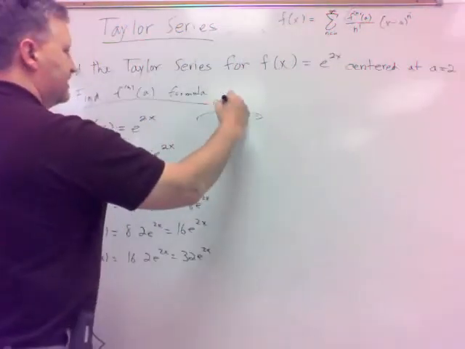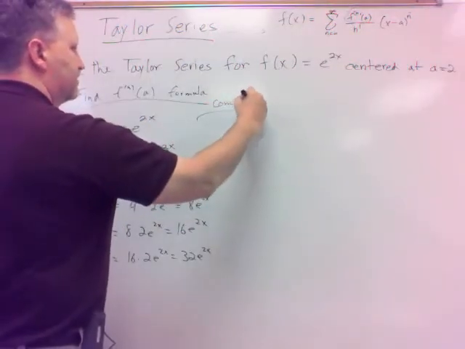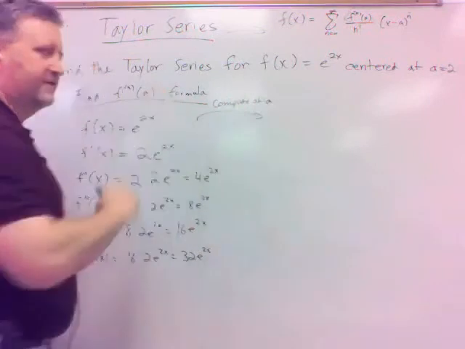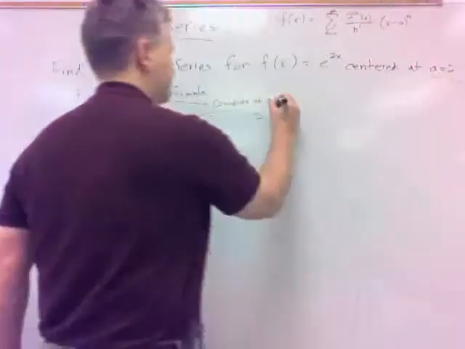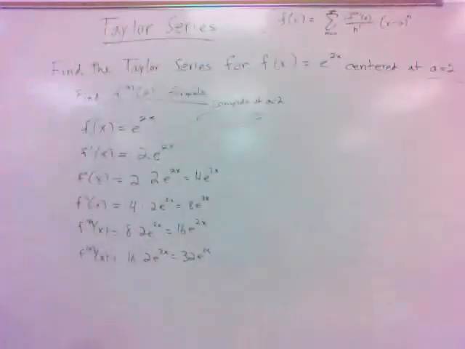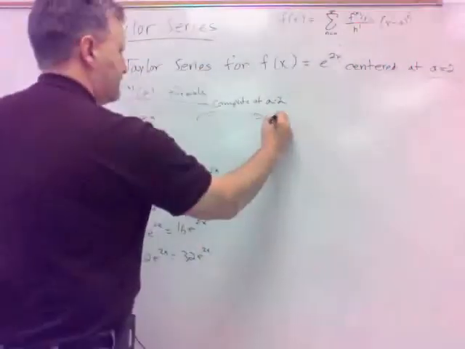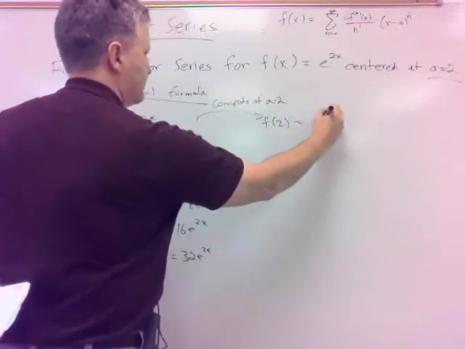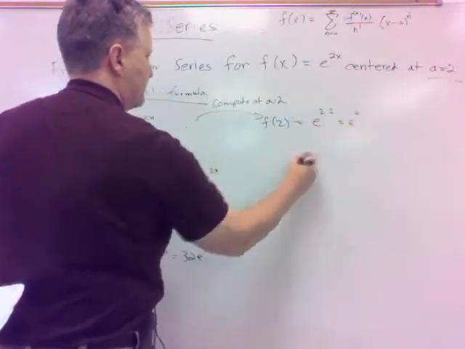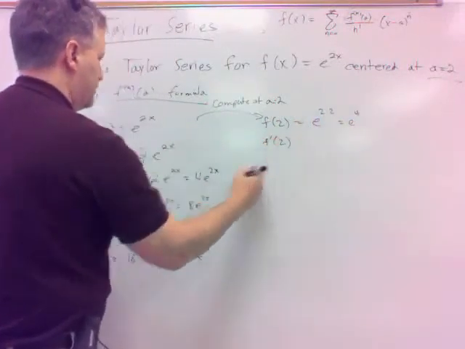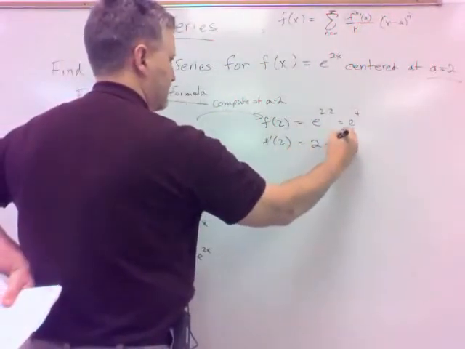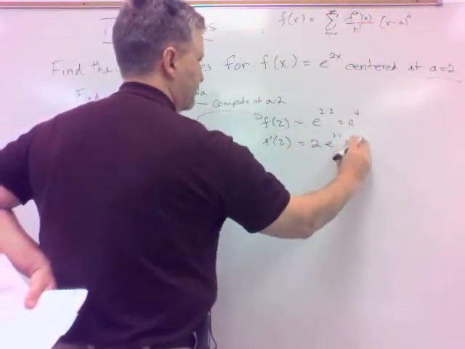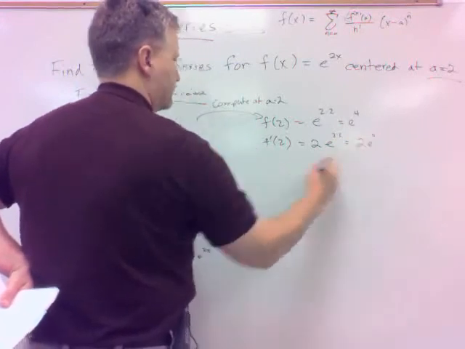Now let's compute those at a. What's a in this case? I've switched it up on you here. We were doing a equals 1, now we're doing a equals 2. All right, so at a equals 2, I want to do f of 2. f of 2 would be e to the 2 times 2, which is e to the 4. The first derivative at 2 would be 2e to the 2 times 2, which is 2e to the 4. Ooh, this is pretty good.